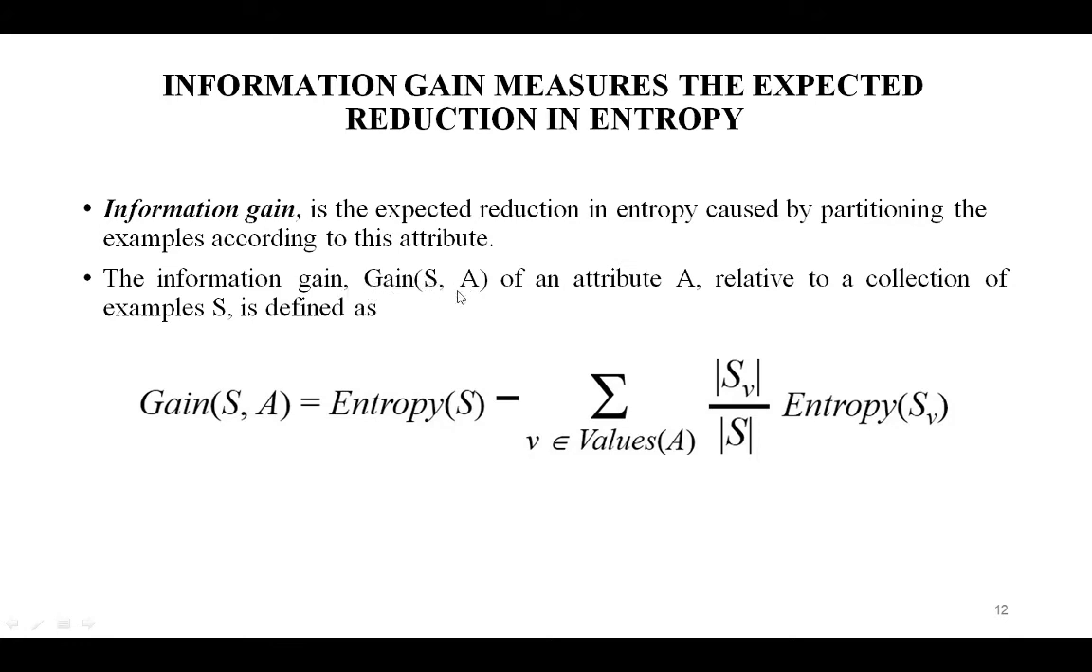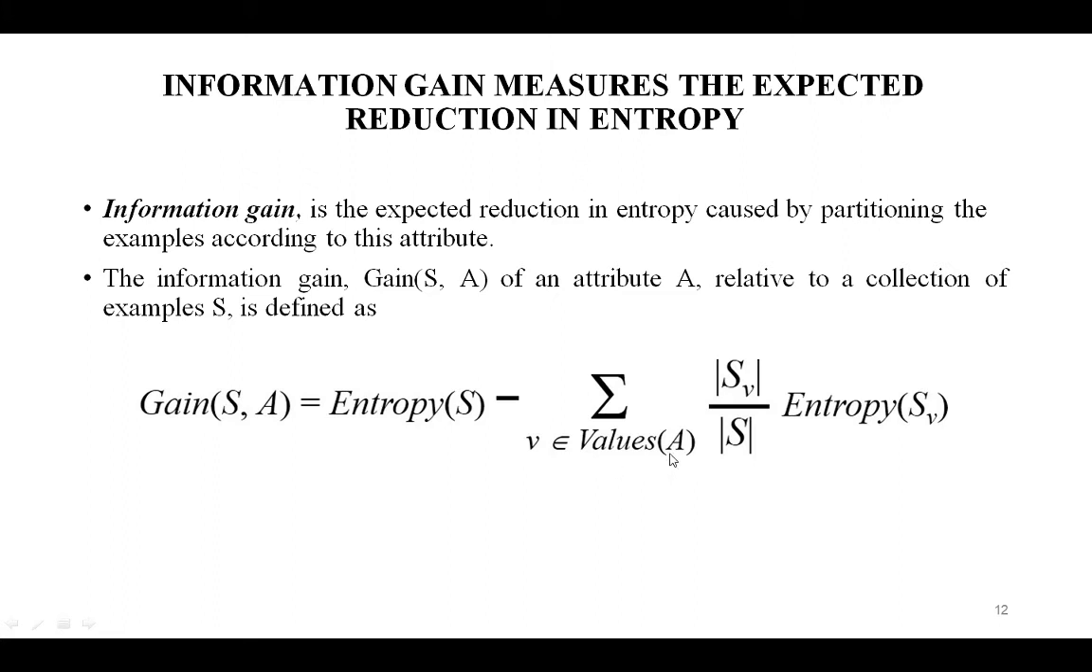Gain of S comma A of an attribute A, relative to the collection of examples S. I hope this representation is clear. Gain of S comma A is nothing but the information gain of an attribute A relative to a collection of examples S, and it is defined as: gain of S comma A is equal to entropy of S minus the summation of |Sv| divided by |S| times entropy of Sv, where v belongs to values of A.